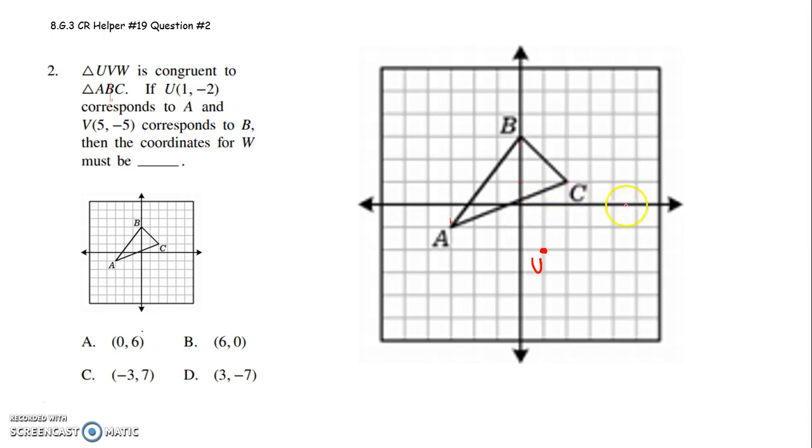1, 2, 3, 4, 5. -1, 2, 3, 4, 5. So that's V. That corresponds to AB. Again, I don't have a straight edge at home. Not going to be beautiful.